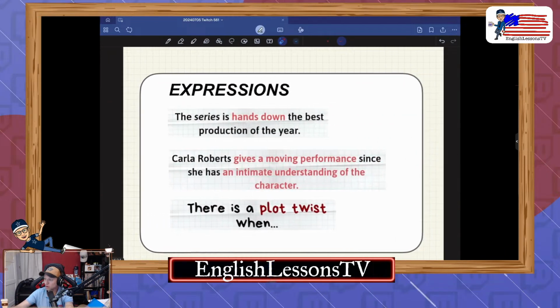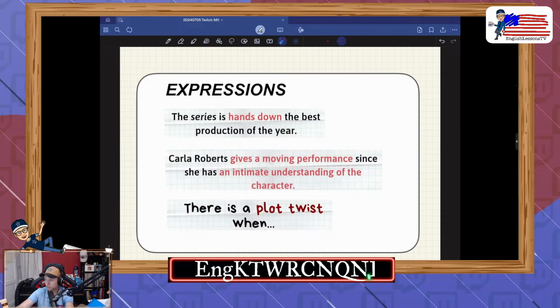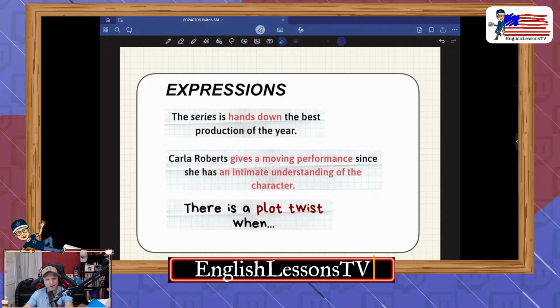All right, let's move to the structure. Okay. Oh, well, before structure, yes, I remember. There are some expressions that you could use. For example, hands down means without a doubt. The series is without a doubt the best production of the year. Or the series is hands down the best production of the year.